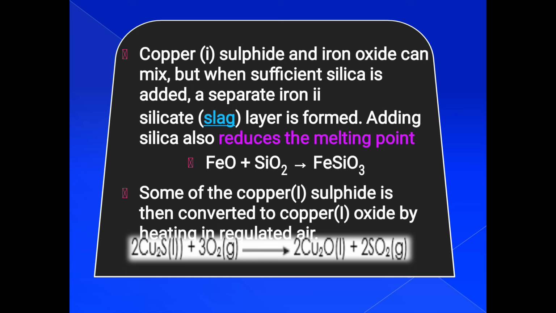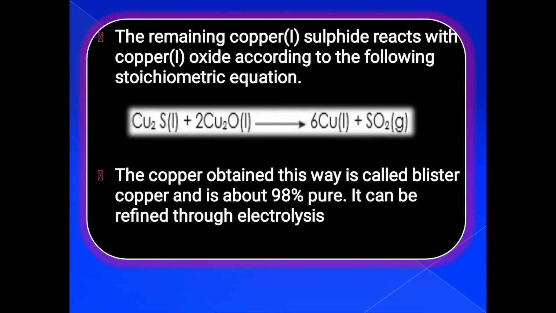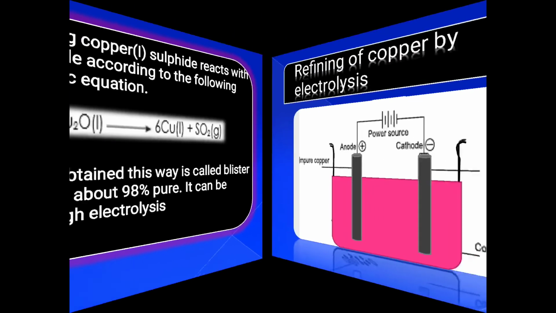You can see that we have copper sulfide reacting with 3 moles of oxygen to give us 2 moles of copper 1 oxide, and sulfur 4 oxide. Now, this copper 1 oxide reacts with the remaining copper 1 sulfide to give us copper liquid and sulfur 4 oxide. And the copper obtained in this way is called blister copper and is usually 98% pure. It can be refined using electrolysis as follows.